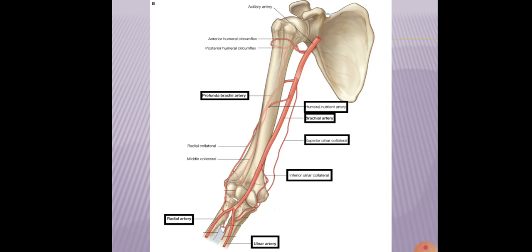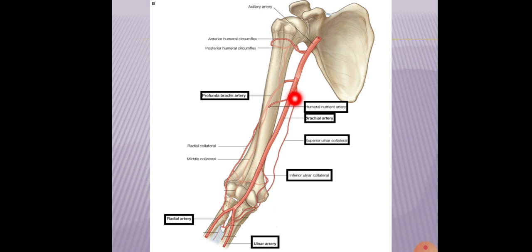The branches of the brachial artery include the profunda brachii artery. The profunda brachii artery runs in the posterior compartment of the arm in the spiral groove in company with the radial nerve, and it gives rise to the radial collateral artery and medial collateral artery. These two arteries participate in the anastomosis around the elbow joint.